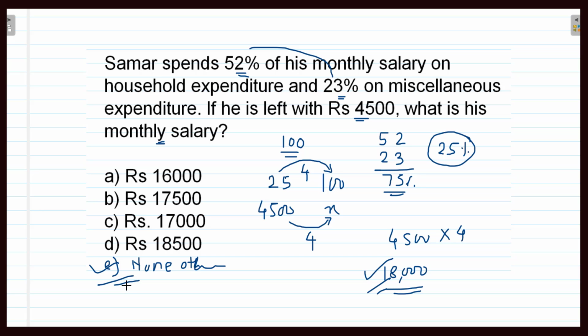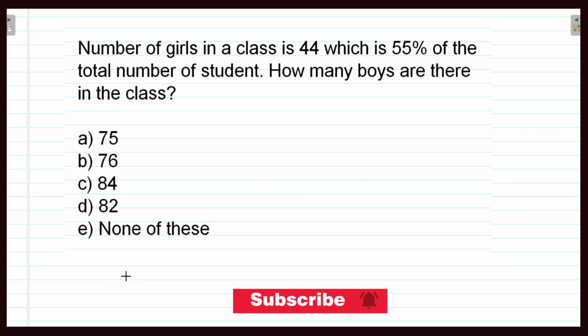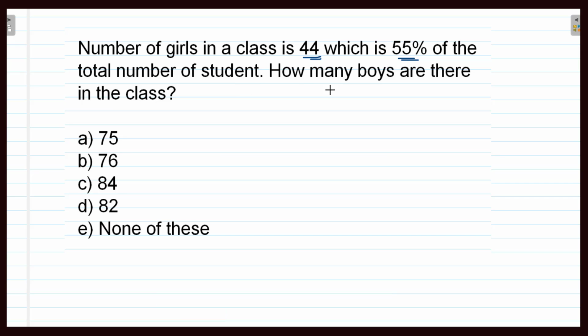Now let us see the second question. The number of girls in a class is 44, which is 55% of the total number of students. How many boys are there in the class? It is given that the number of girls is 44 in the class, and these are 55% of the total number of students. It means that 44 is 55% of the total number of students.